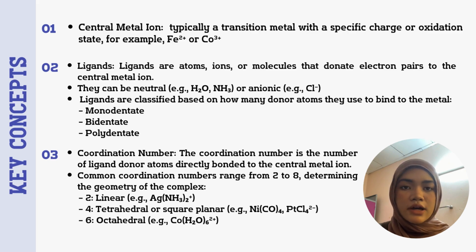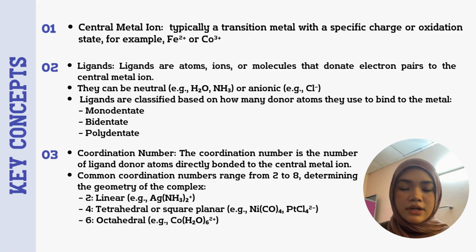Ligands are atoms, ions, or molecules that donate electron pairs to the metal. They can be neutral, like H2O or NH3, or anionic, like Cl-. Ligands are classified as monodentate, binding through one donor atom, for example NH3 and Cl-, bidentate, binding through two donor atoms, or polydentate, with multiple donor atoms binding simultaneously, for example EDTA, which is ethylenediaminetetraacetate.